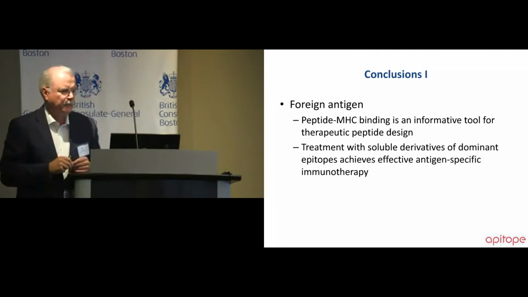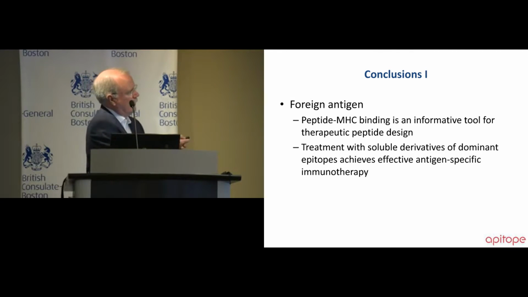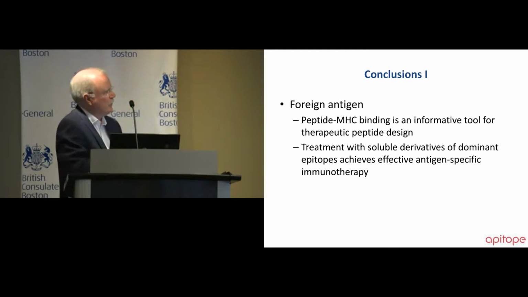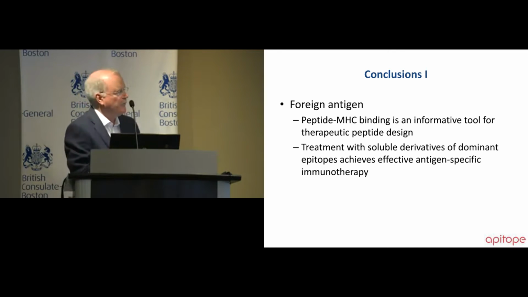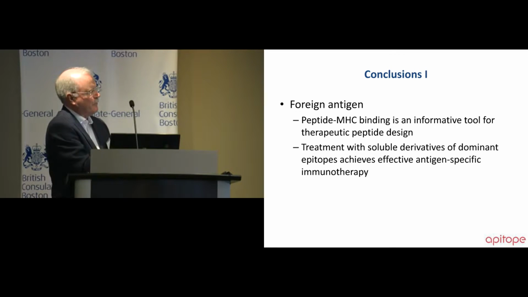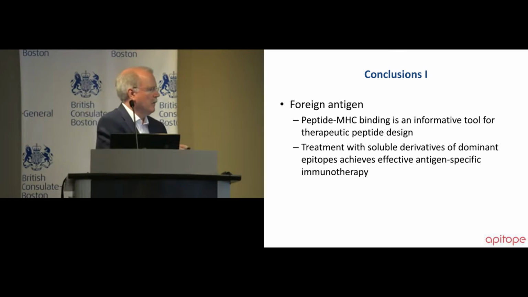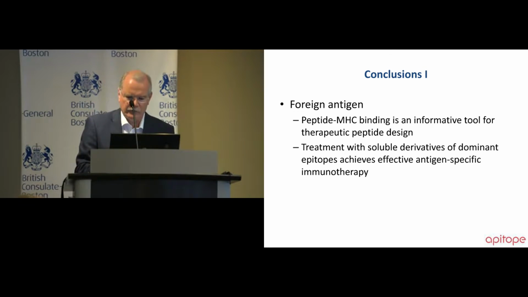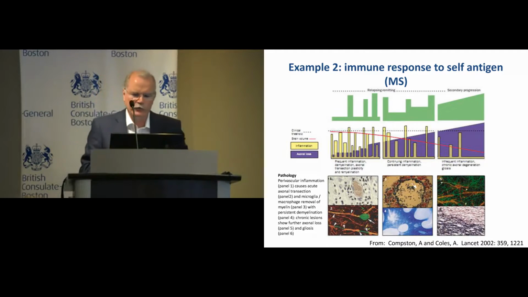So I think to conclude from this part of the talk, for this foreign antigen, effectively in this model, peptide MHC binding prediction and peptide MHC binding is an informative tool for therapeutic peptide design. And as we see, treatment with soluble derivatives of the dominant T-cell epitopes achieves highly effective antigen-specific immunotherapy. Now, I'd just like to move on to talk about our work on multiple sclerosis.